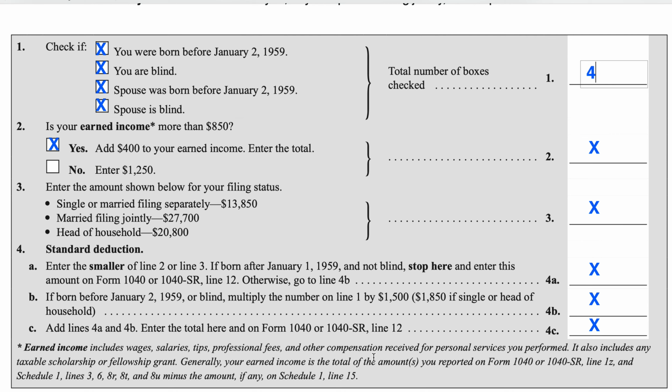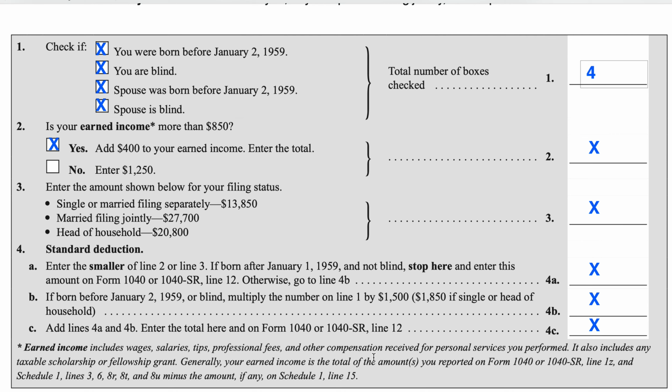So line 3 would be considered Schedule C income, so whatever business income or loss on Schedule C. Line 6 is farm income that you would report on Schedule F. Line 8r is the scholarship and fellowship grants that were not reported on Form W-2. Line 8t would be pension or annuity from a non-qualified deferred comp or a Section 457 plan that most likely would be reported to you on a Form 1099-R, I believe. And then 8u is wages earned while incarcerated.